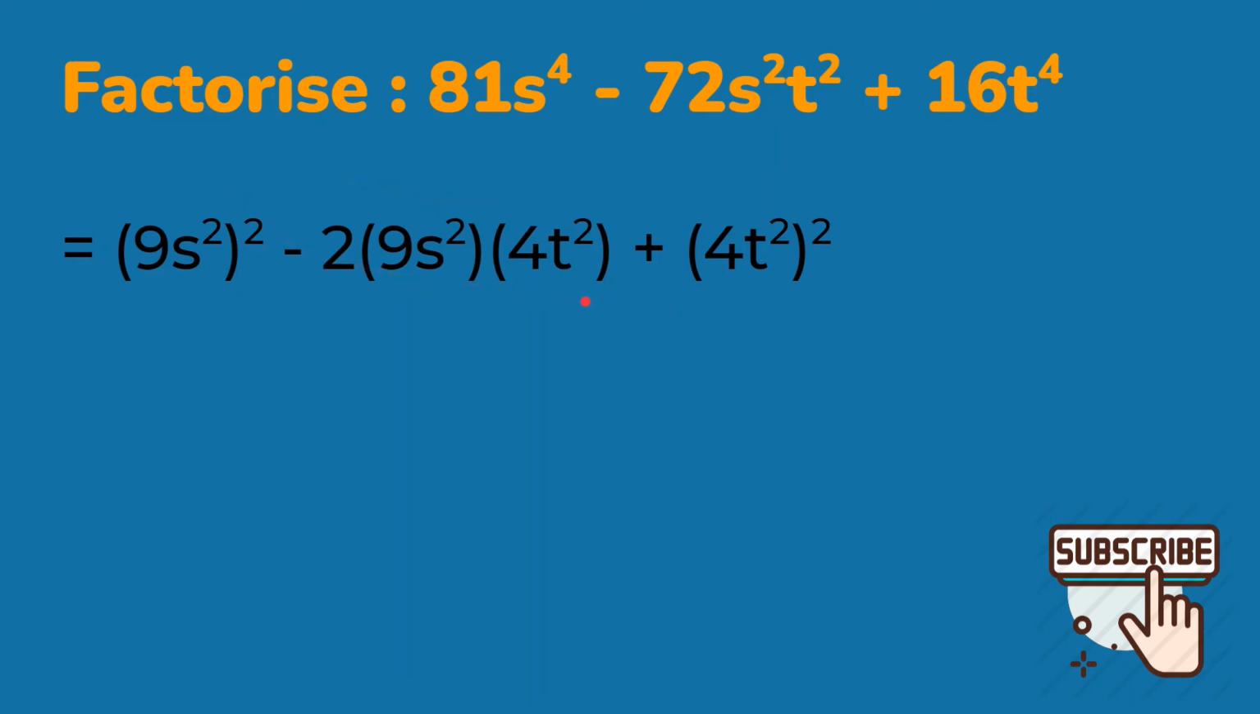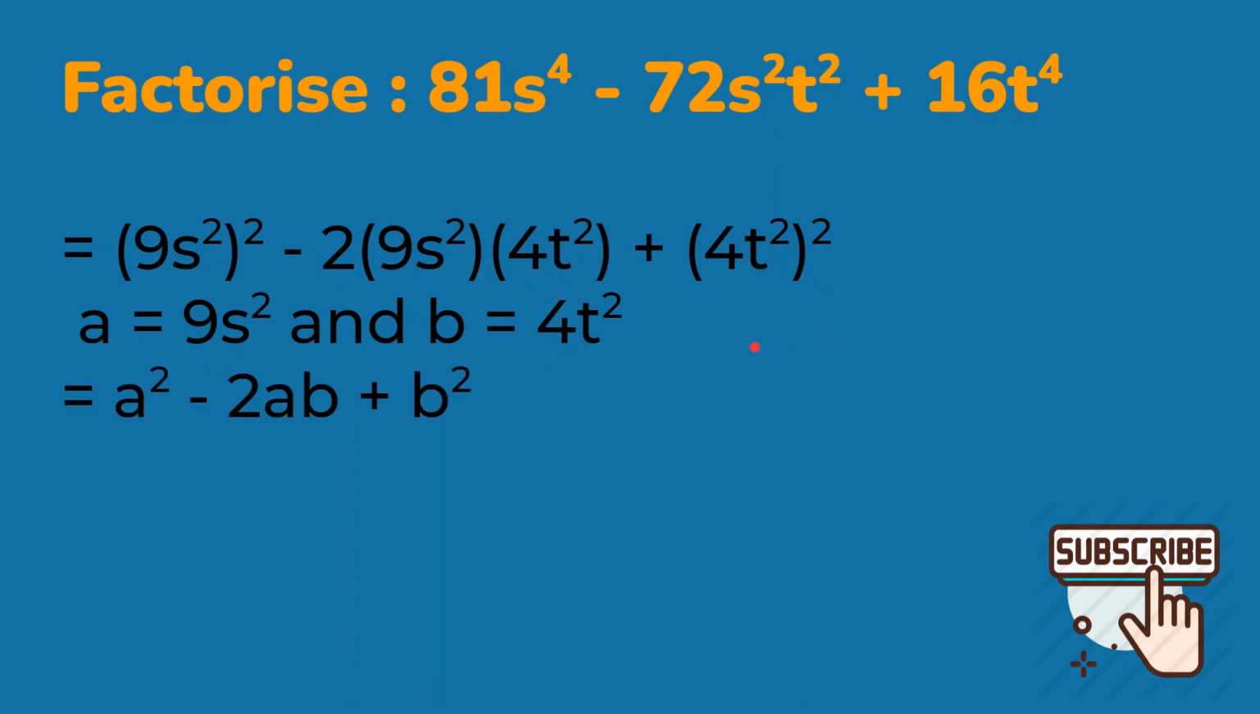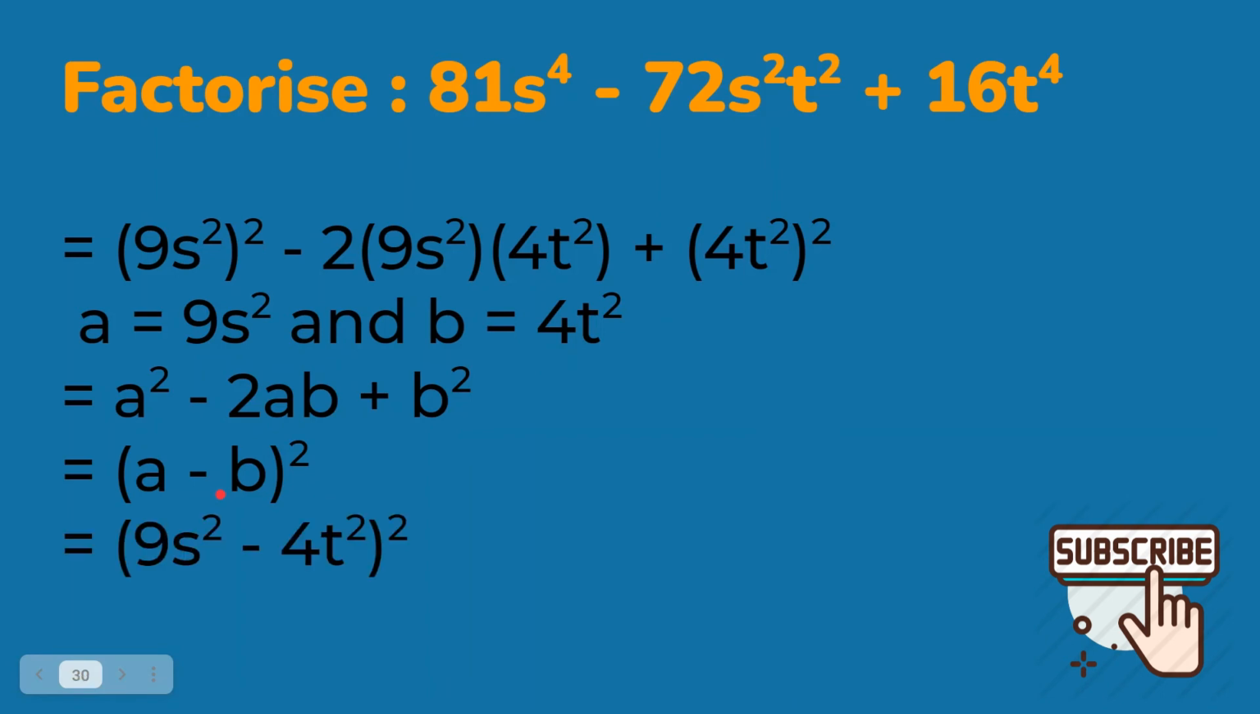Now again we'll use the values of a and b instead of 9s squared and 4t squared. Like this, we'll replace a here and here and b here and here. So it is a squared minus 2ab plus b squared, and that is of course (a minus b) whole squared. So now again we'll use 9s squared minus 4t squared because they are the values of a and b. Now this looks like our final answer, but it isn't. Let's see how we can factorize it into more terms, or I should say more factors.